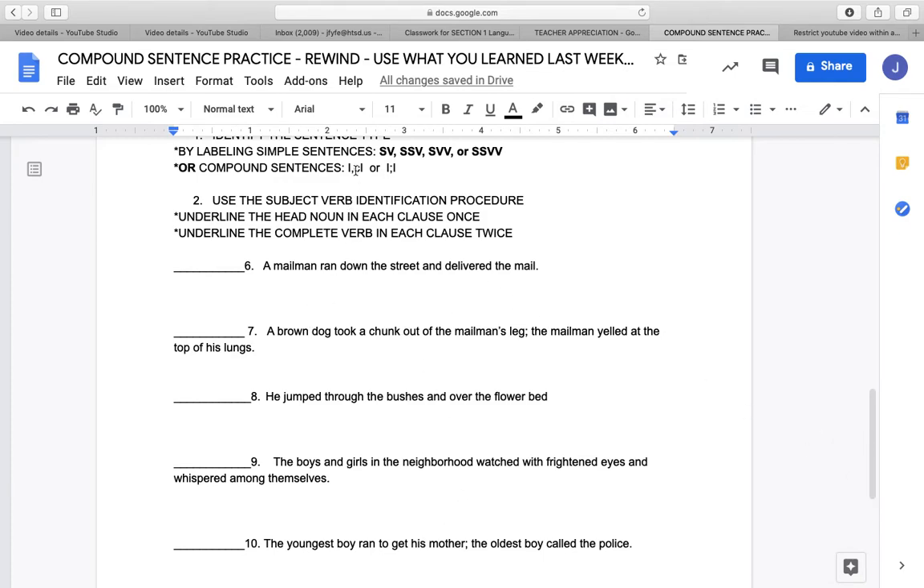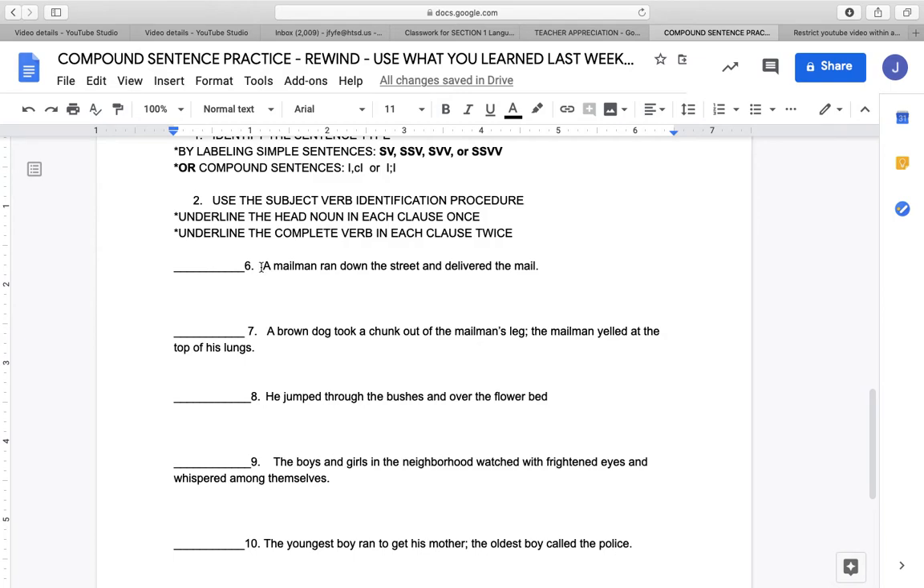Remember, if there's a comma, CI, you know it's a compound sentence, and if there's a semicolon, you know it's going to be an I, semicolon I, compound sentence. As long as there's a subject and a verb on both sides of that semicolon or conjunction, you've got yourself a compound sentence. If you have a simple sentence, you need to make sure that you're labeling it appropriately. These are the labels for a compound sentence: SV, SSV, SVV, or SSVV.